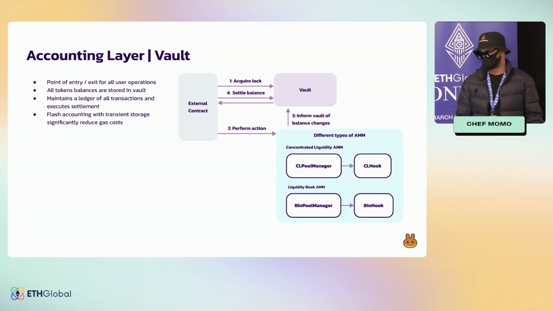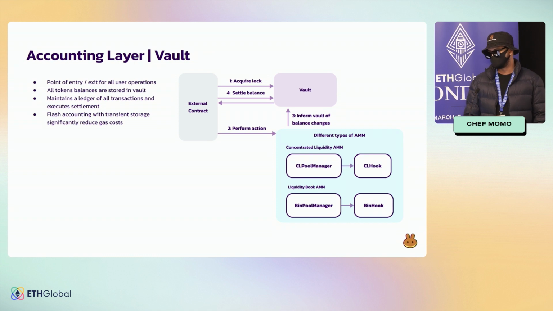The first one is the accounting layer of the vault, where the vault is basically the point of entry and exit for all user operations, and it stores all the token balances in this particular contract. So how the flow works is that the external contract or the caller requires the lock with the vault first, and then performs any action such as swapping or liquidity adjustments. Then further, the pool manager executes those actions and then informs the vault of any balance changes and the net settlement amounts of the currency. And then at last, the vault settles it back with the caller in total, right? So this is how broadly the vault works and maintains the ledger of all the transactions.